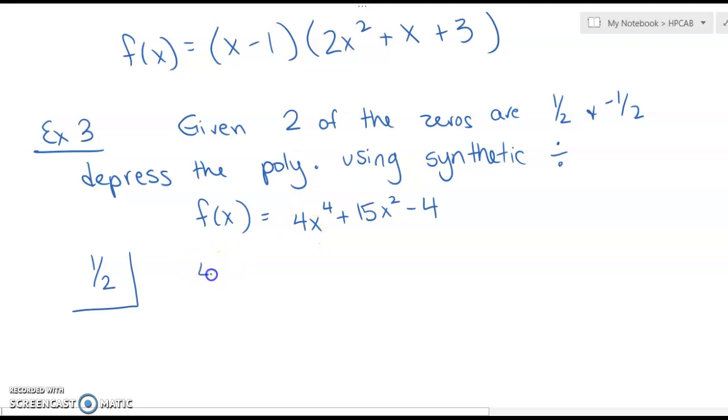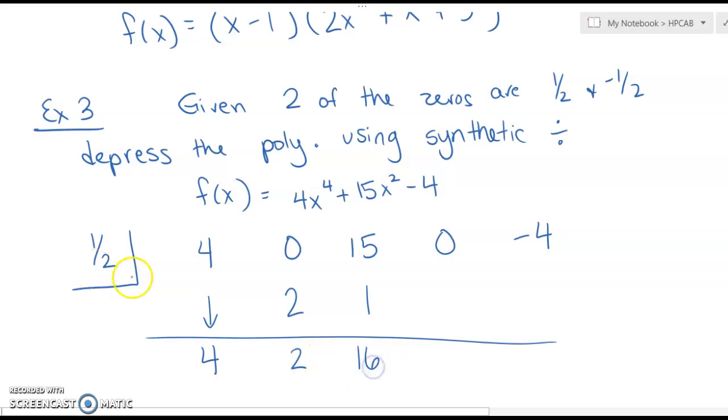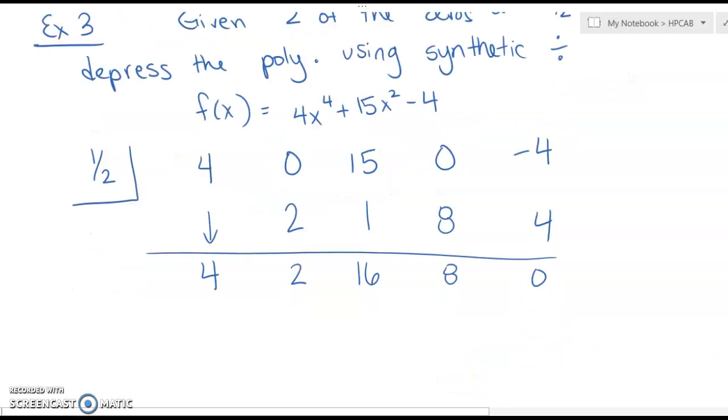This one, we start with 4x to the 4th. There is no x cubed, so make sure you put a 0. There's a 15x squared. There is no x to the first, so make sure you put 0. And then the constant is -4. From there, we're going to start our synthetic division. We should get remainders of 0. Bring down the first term always. Multiply. 1/2 times 4 is 2. Add. You get 2. Half of 2 is 1. Add. You get 16. Half of 16 is 8. Add. You get 8. Half of 8, you get 4. And yes, we do get a remainder of 0.